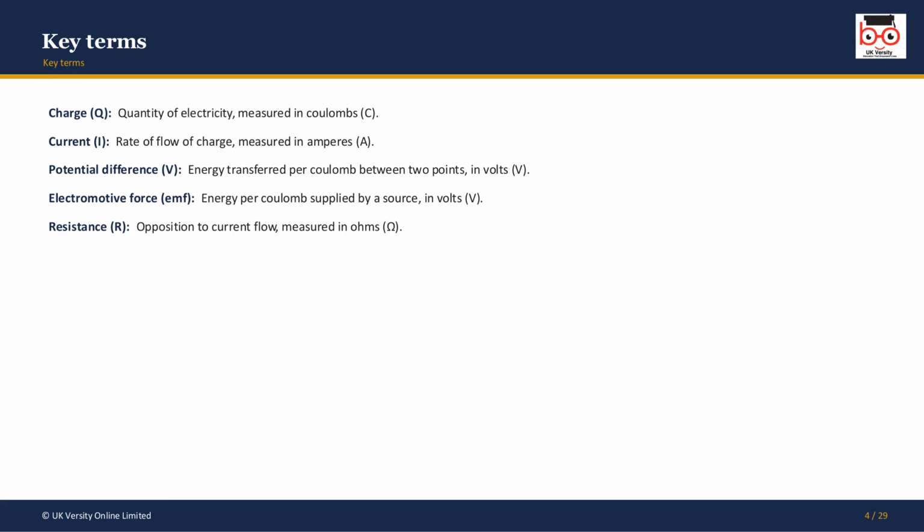Before we go further, let's get our vocabulary straight. Charge, symbol Q, is the quantity of electricity measured in coulombs. Current, I, is the rate at which that charge flows, measured in amps. Potential difference, V, is the energy transferred per coulomb between 2 points in volts, while electromotive force, or EMF, is the energy per coulomb a source supplies. And resistance, R, is the opposition to current flow, measured in ohms.